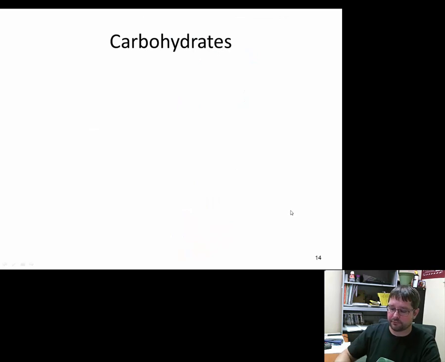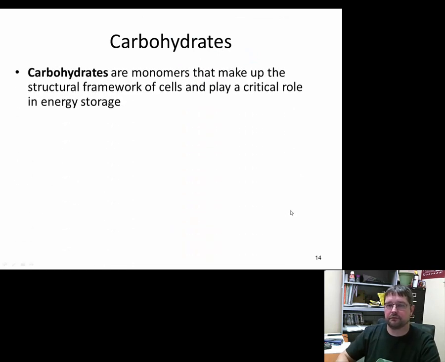All right, carbohydrates. Carbohydrates are monomers that really play a critical role in energy. When we start talking about energy of living organisms, we have to talk about carbohydrates. Carbohydrates are the most efficient energy storage that we have, or at least the most efficient conversion of energy.